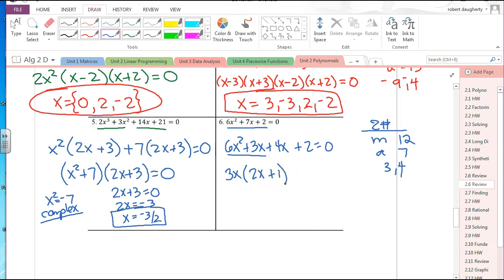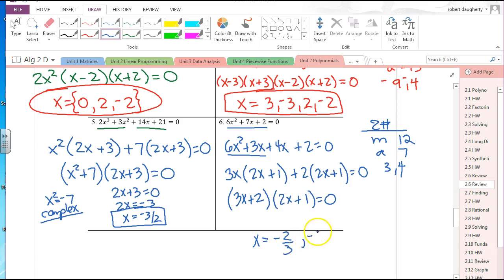And then I can factor out a 2. And I'm left with 2x plus 1 equals 0. So 3x plus 2 times 2x plus 1 equals 0. Set each of these factors equal to 0, and you will come up with x equals negative 2/3 or negative 1/2. Those are the two solutions to this polynomial equation.